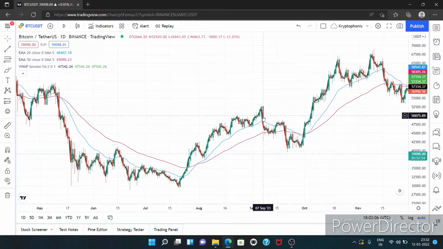Okay, at this point over here, we see a closing below the 20 EMA. This is the point where we'll be exiting from our trade.